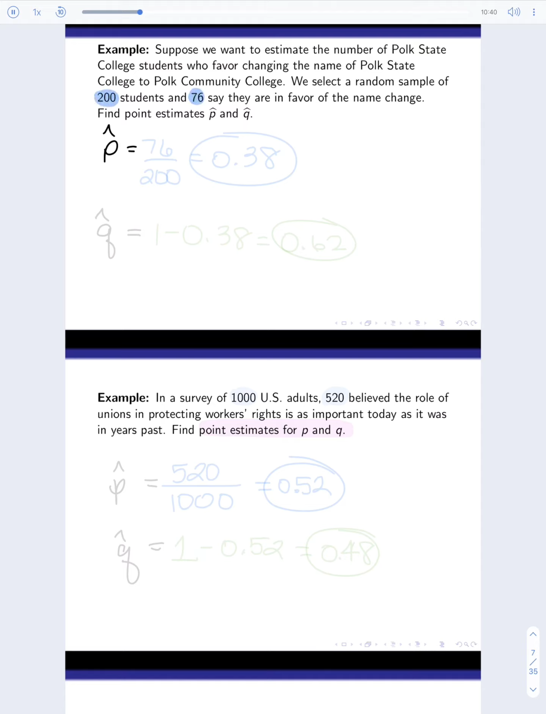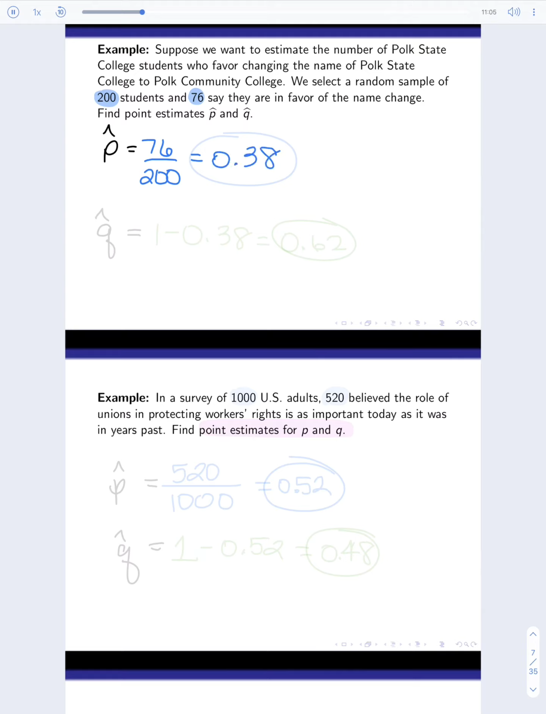76 out of 200. So that's how we're going to make up our p hat, by taking our 76 divided by our 200, and we would like our proportions to be decimals, so let's turn it into a decimal rather than reduce this fraction. What we end up getting is 0.38.